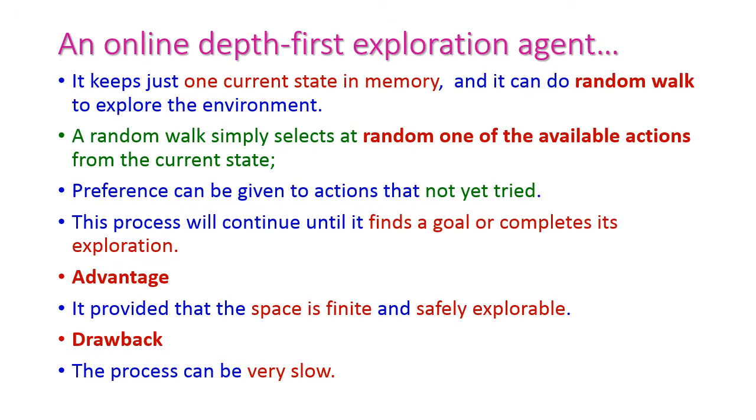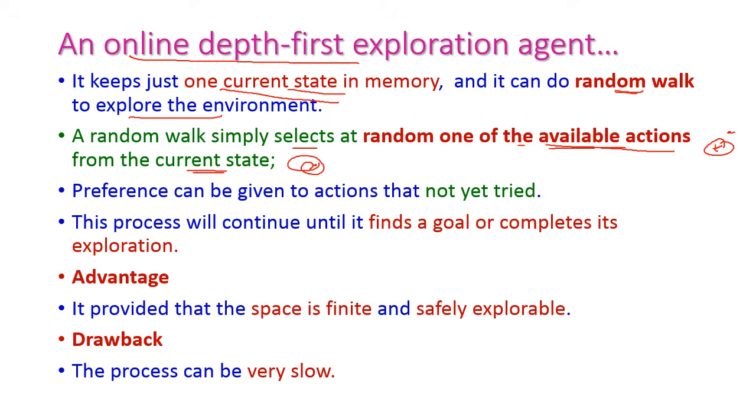In this online depth first exploration, the agent keeps just one current state in memory, and it can do a random walk to explore the environment. So this is online depth first exploration. But here, the random walk does not randomly select any state; instead it randomly selects any one of the available actions. This is important. So it cannot restart randomly at every iteration, but it will randomly select one of the available actions from the current state.